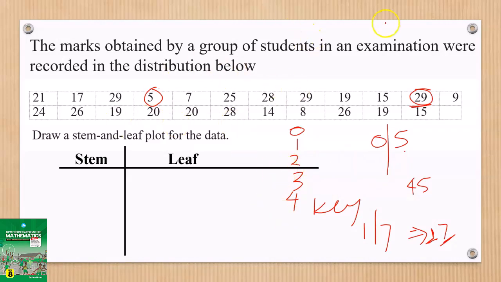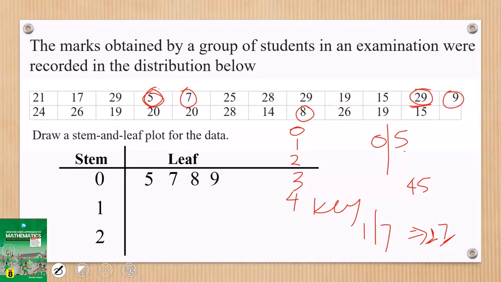So now that we know our largest and our smallest, we can create our stem to be 0, 1, and 2. Now, after creating 0, let's see all the numbers that are single digit, which will have their stem to be 0. We have 5, 7, 9, 8. So for 5, we are going to have our 5. For 7, we'll have our 7. For 8, we'll have our 8. And for 9, we have our 9.